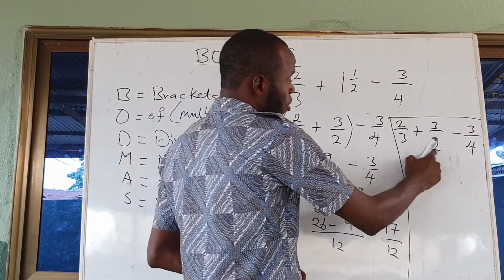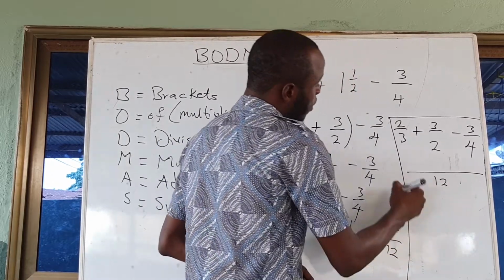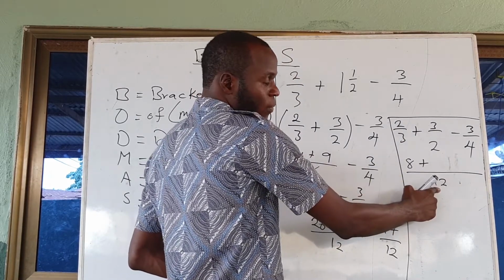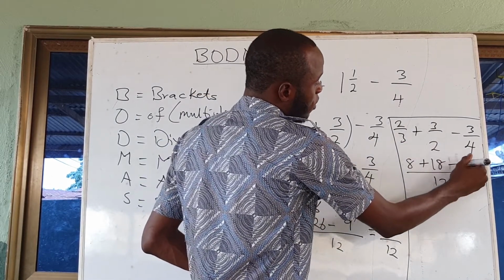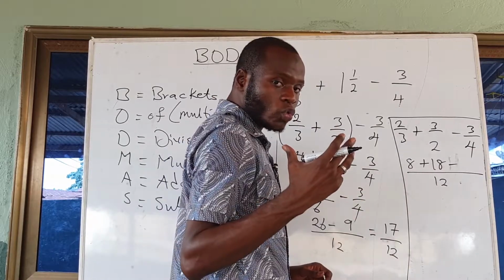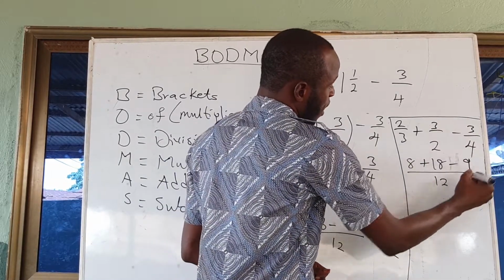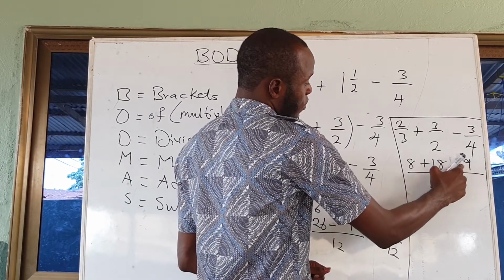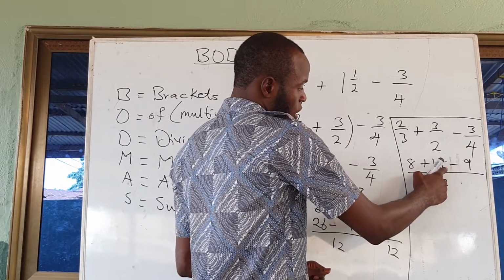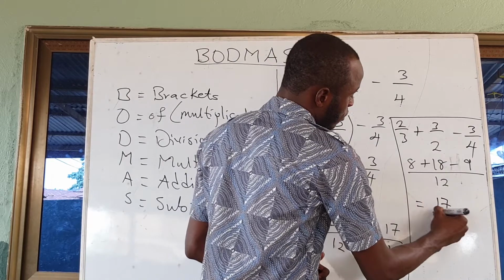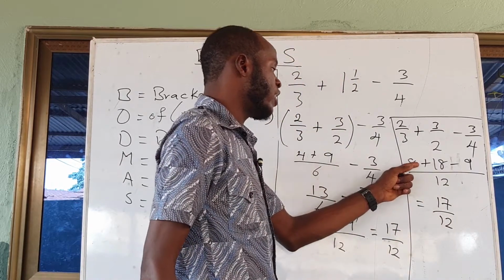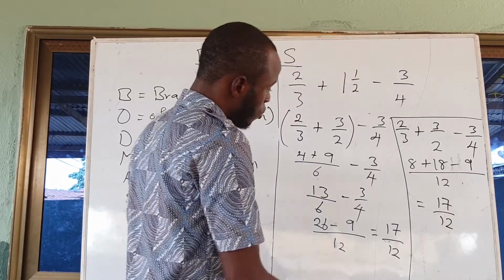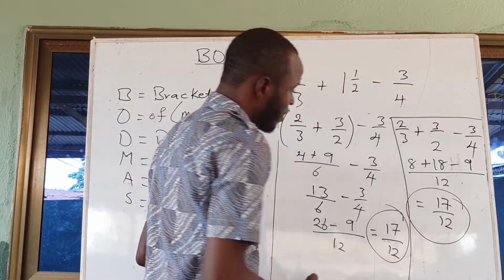Okay, so when we check the three denominators, their LCM is 12. Okay, 3 will go into 12 4 times. 4 times 2, we have 8, plus 2 will go into 12 how many times? 6 times. 6 times 3, we have 18, minus 4 will go into 12 3 times. 3 times 3, we have 9. Okay, so 18 minus 9, we have 9. Okay, so 9 plus 8, we have what? 17 over 12, or 8 plus 18, we have 26. 26 minus 9, you have what? 17. So you realize that we have arrived at the same answer.